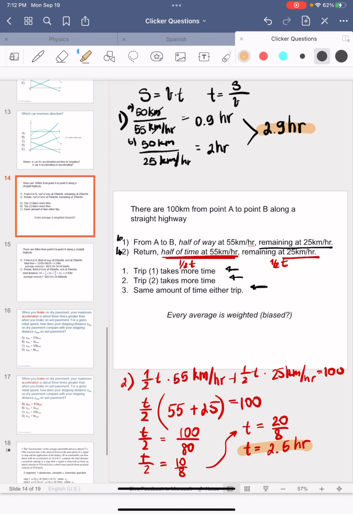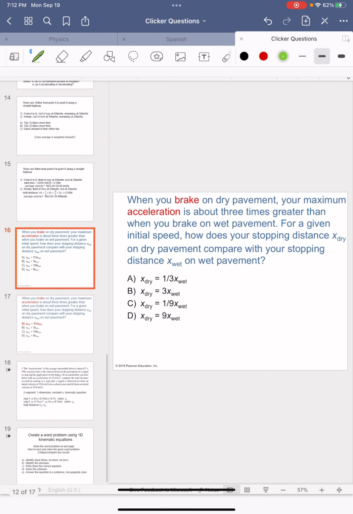So the first trip obviously took more time. So trip 1 here takes more time than trip 2. Going to the next question.